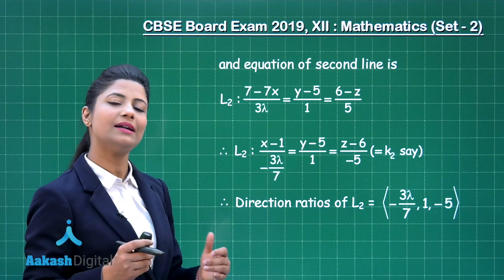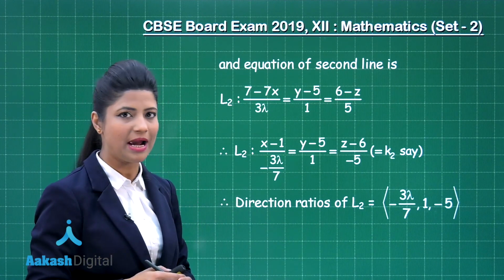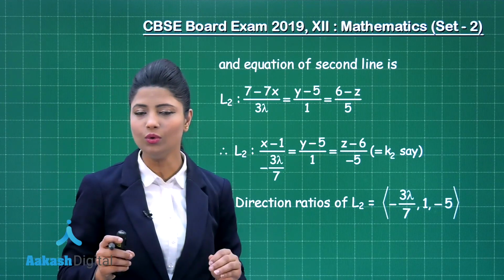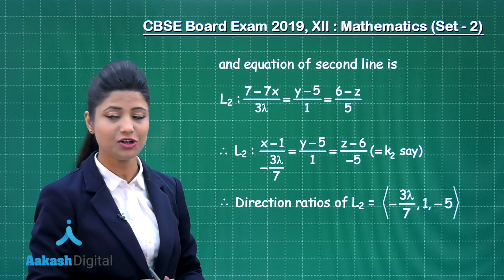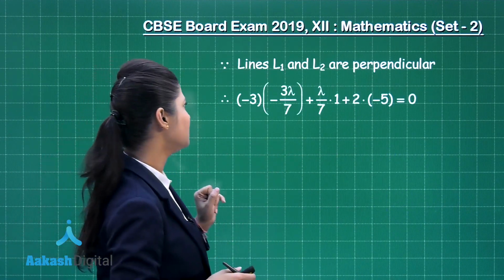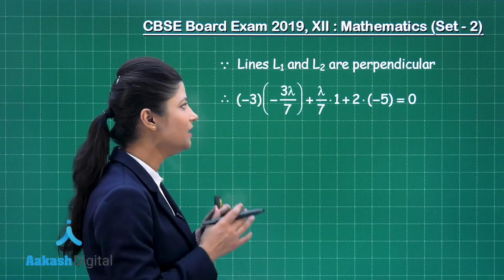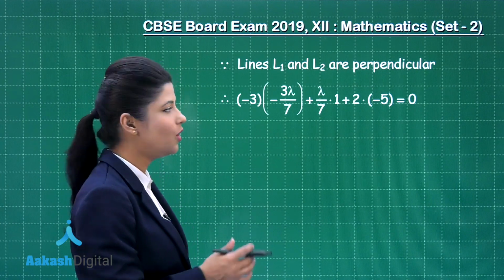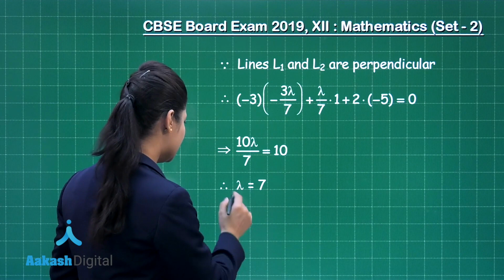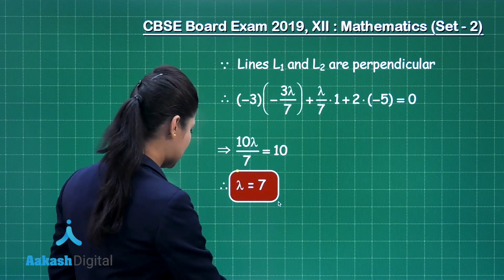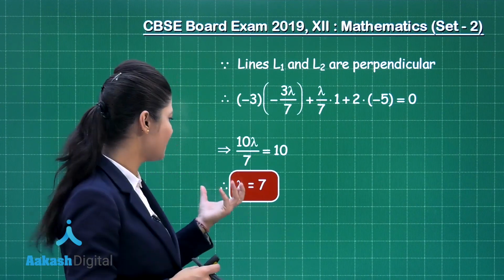Now it was provided that these two given lines L1 and L2 are perpendicular to each other. They are intersecting at right angles. And you know that when two lines are intersecting at right angles, then the sum of the product of their corresponding direction ratios is equal to 0. So I get minus 3 into minus 3 lambda by 7 plus lambda by 7 into 1 plus 2 into minus 5 is equal to 0. On solving this equation, you will get the required value of lambda equal to 7. So here I have obtained the value of lambda equal to 7. In the first part of this question, you had to figure out the value of lambda.